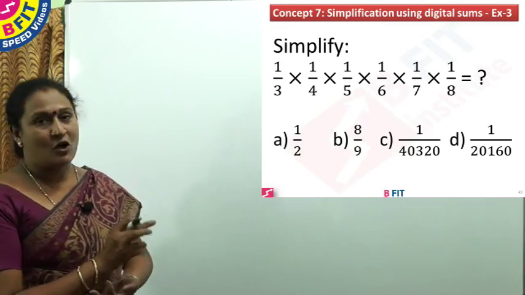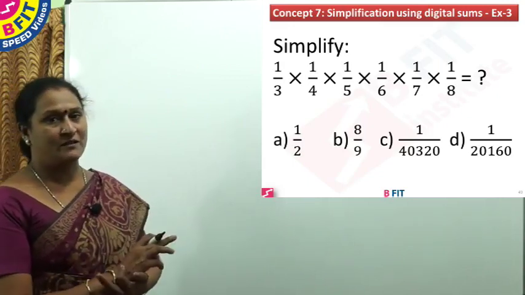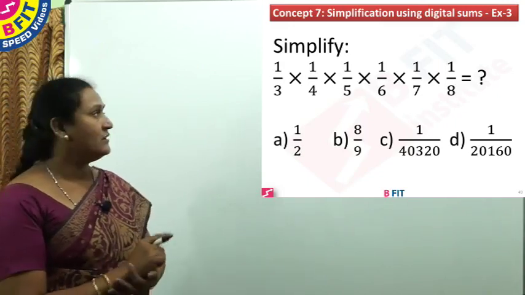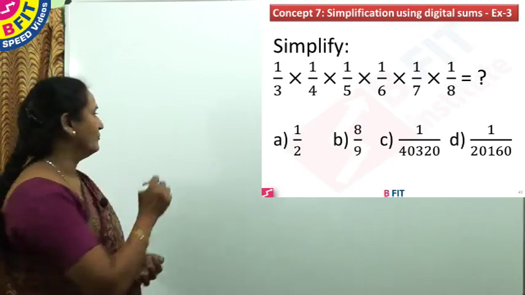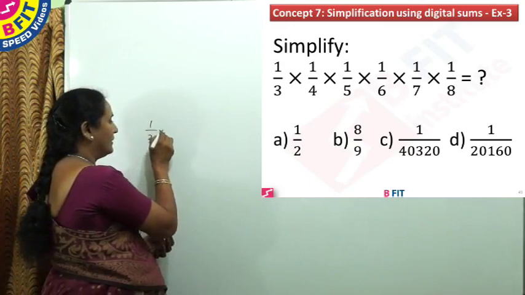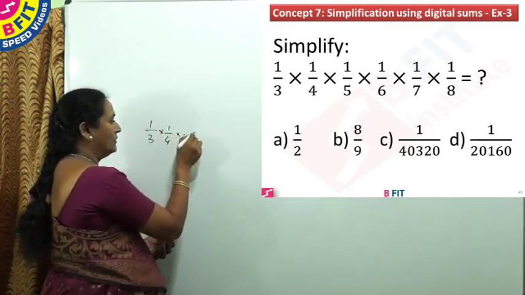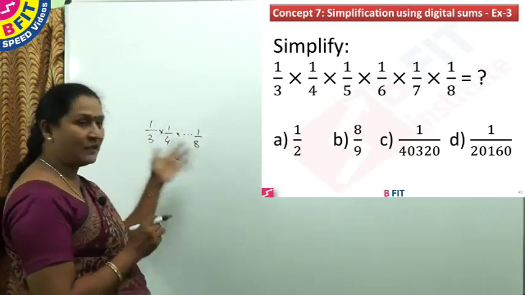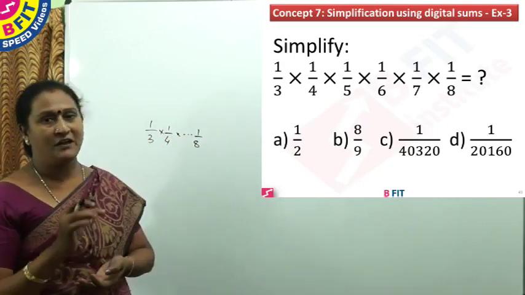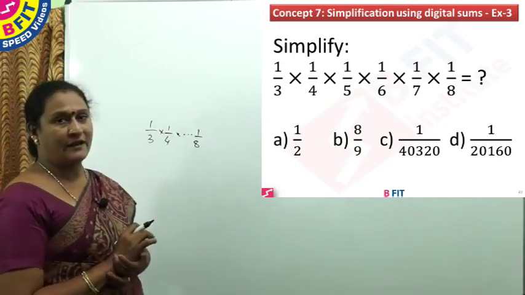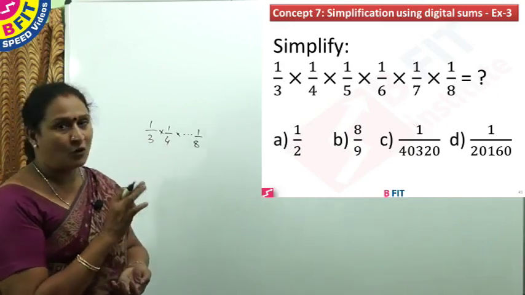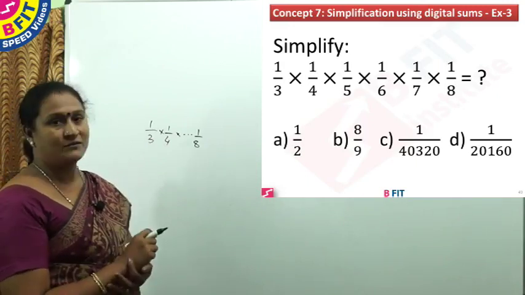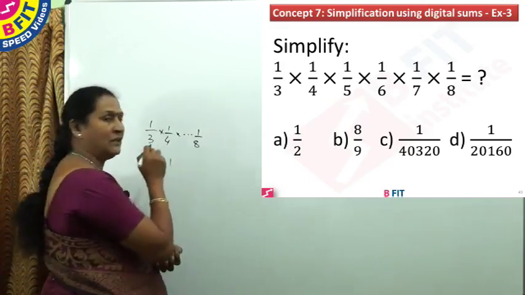So here with the options we can eliminate a few options. Now what will be the working? We have to multiply all the fractions from 1 by 3 to 1 by 8. So it is 1 by 3 into 1 by 4, so on, up to 1 by 8. For the product of fractions, we have to multiply the numerators and the denominators and we'll get the product. Multiplying all the numerators, we have only 1. Now what will be the product, the numerator of the answer? It is multiplying all ones, so 1 will be the numerator.